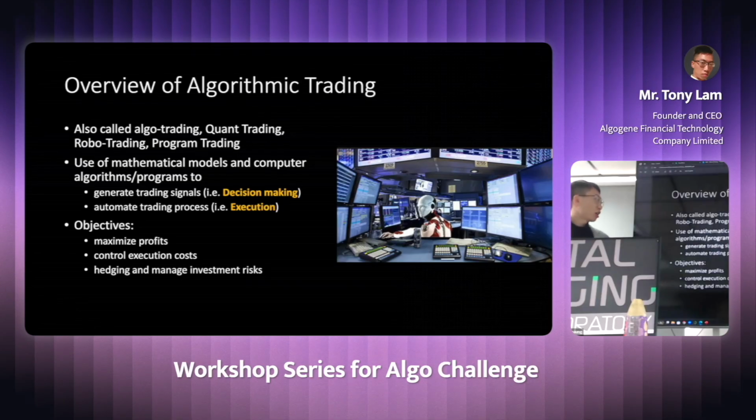So algo trading actually has several other names. Someone will call it bond trading, robot trading, or even program trading. So basically, they are just referring to the same things.